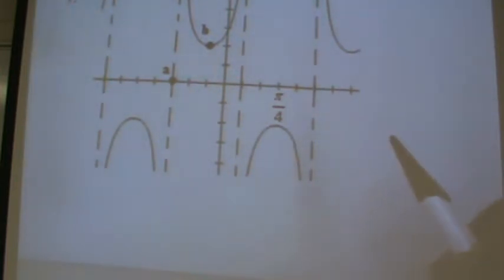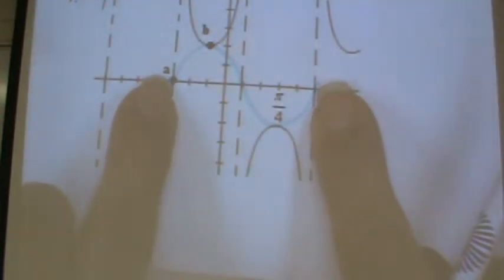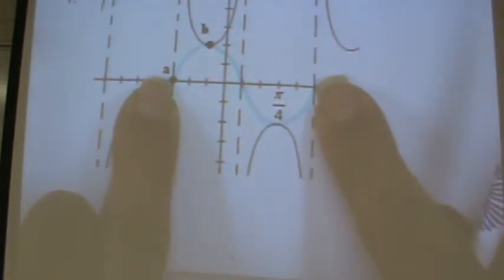Okay, so, first of all, give me one, graph a full period. So this is what I did. I drew an asymptote here and an asymptote here. So in blue, do you agree that's 1 full period? Yes or no? That's 1 full period. You gotta be able to locate that.